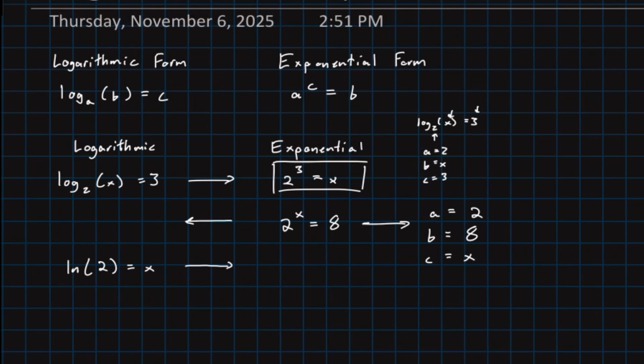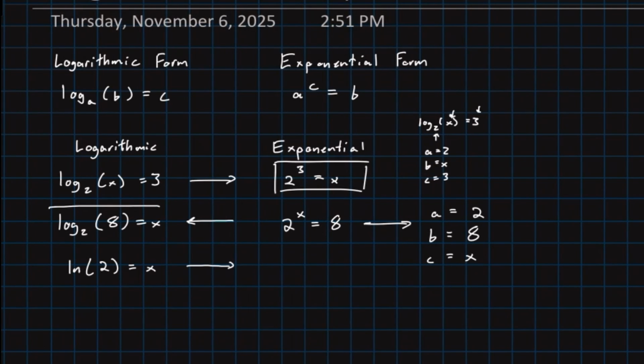Now, if we convert that straight into the logarithmic form by taking this form up here and plugging in each of those numbers where the letters are, we will get log base 2 of 8 is equal to x. And that is our logarithmic form for the exponential form 2 to the power of x equals 8.